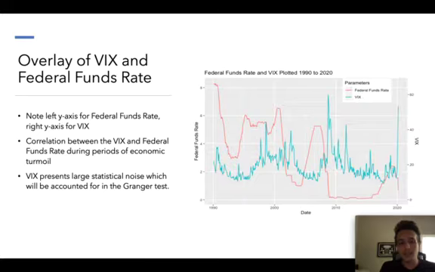Finally, on the data analysis side, we overlay the VIX and the federal funds rate to try to determine if we see any visual correlation. As I mentioned, there's a lot of statistical noise in the VIX, which is the blue line and is plotted on the right-hand side y-axis. The federal funds rate is plotted on the left-hand side y-axis. But a lot of this noise is going to be eliminated when we input it into the Granger Causality test.